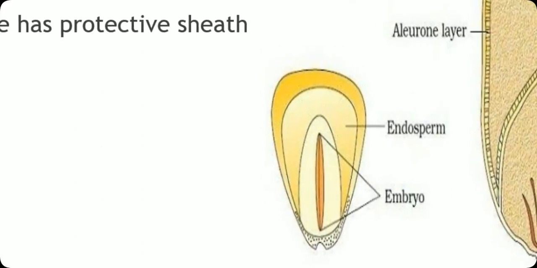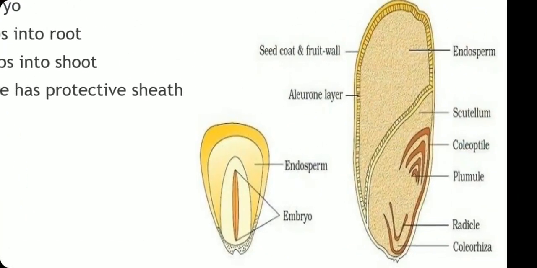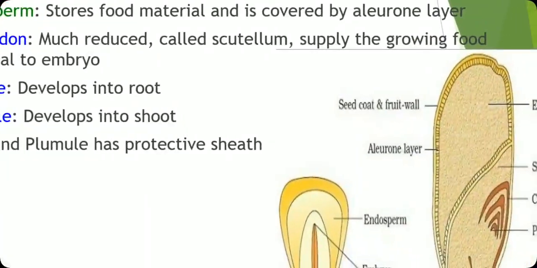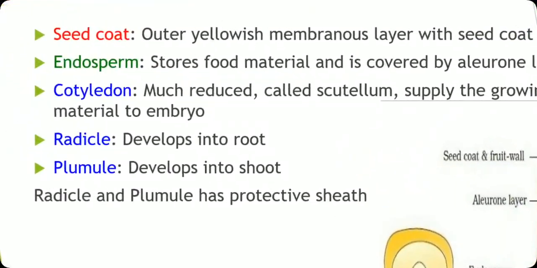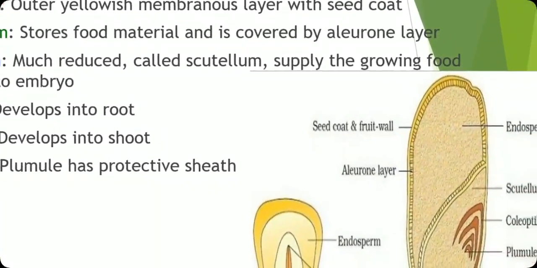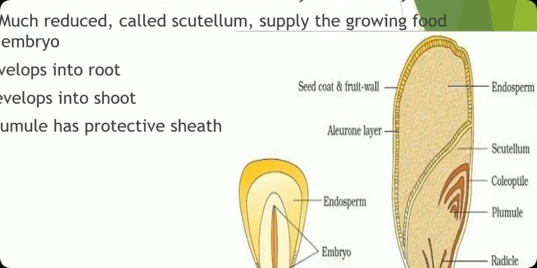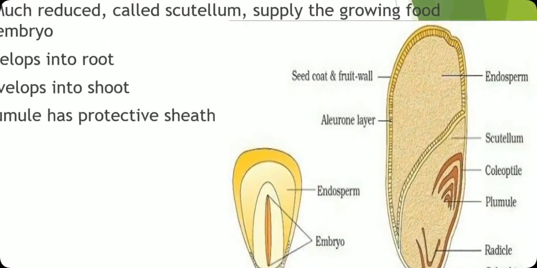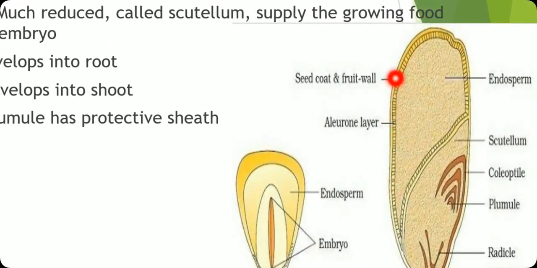In a longitudinal section of maize, the following parts can be seen. Let us see what these parts are. So the first one is seed coat and pericarp. So what is it? The outer yellowish membranous layer is made up of seed coat. Here you can see this outer structure, this outer yellowish structure, that is called seed coat, and it also has a pericarp.